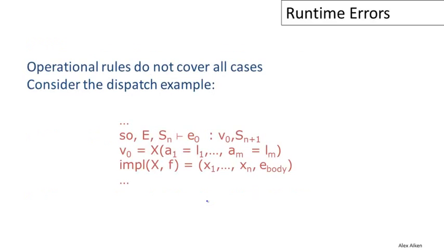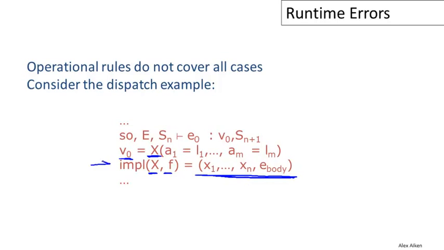So it's worth pointing out that while the operational rules are very detailed, they intentionally omit some cases that you might think they should cover. So let's take a look at our dispatch example again. Notice that we look up the class of V0. V0 is an object, and we check what its class tag is. And then we look up in that class the name of the method that we're dispatching to, and we get out the definition of the method, or enough of the definition that we can write the rest of the rule. Now, what would happen if there was no such method f in the class X?